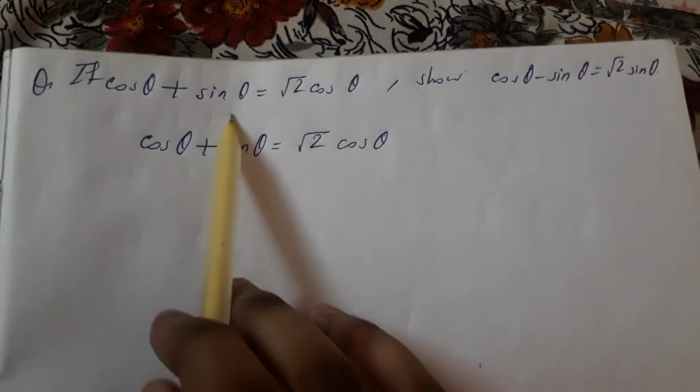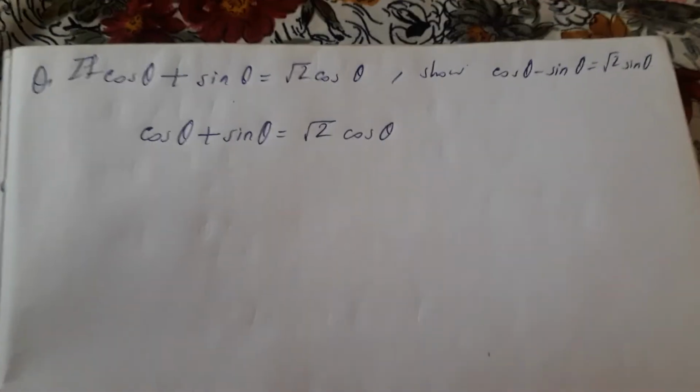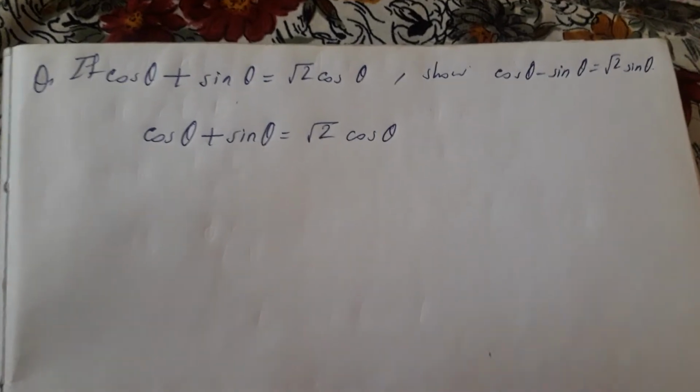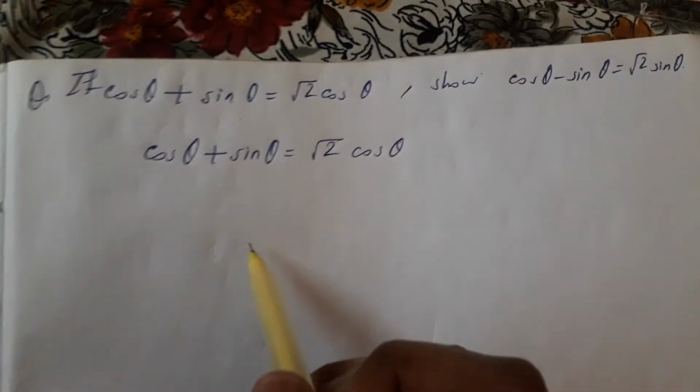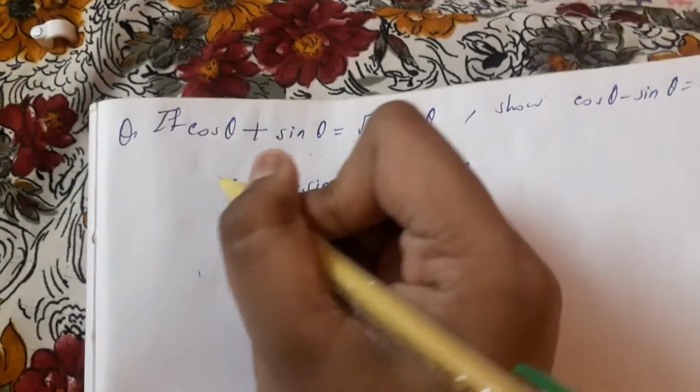If cos theta plus sin theta is equal to root 2 cos theta, show cos theta minus sin theta is equal to root 2 sin theta. See, this is very important math and this is very easy also. Okay, you can do it in a few seconds. Now see, first you have to take this as this is your given part.